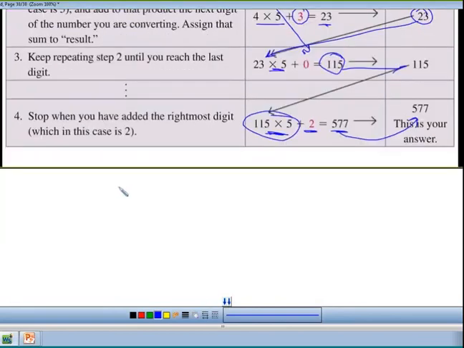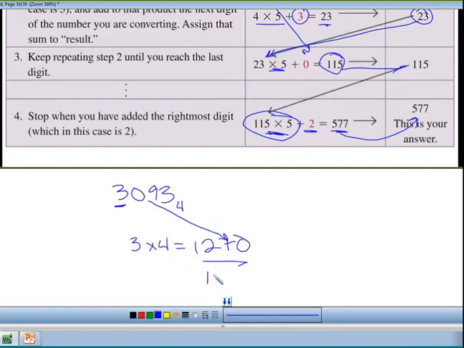So, for example, if I wanted to convert 3,093 and it was base 4, you would take the 3 and multiply it by 4. You would get your answer of 12. Then you take the 12, add the 0 right here, and multiply that answer by 4, so 12 times 4 gives us 48, and then we take our 48 and add the 9 to it.